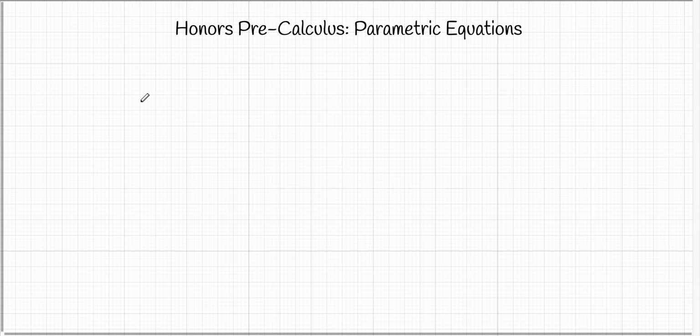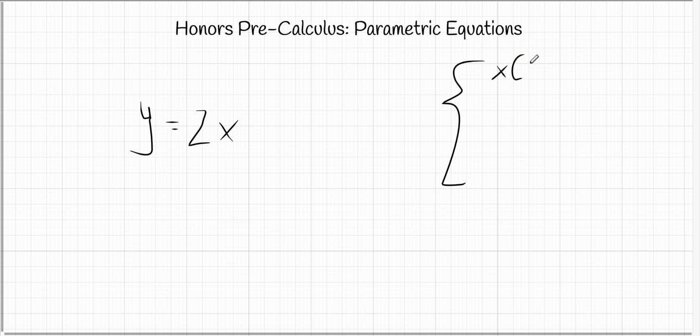Usually we write it in rectangular form or Cartesian form, where you get y is equal to some function of x, let's say 2x. Now in parametric form, we have two functions, x of t and y of t. They both are based on some external variable. In this case, we're using t. It could be anything, but most of the time it'll be t. So x is equal to some value, and then y is equal to some other value.